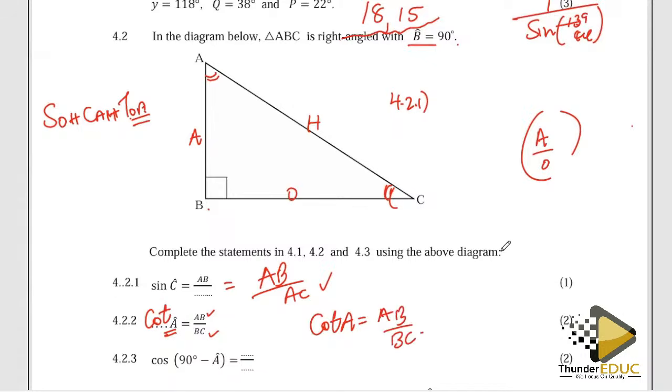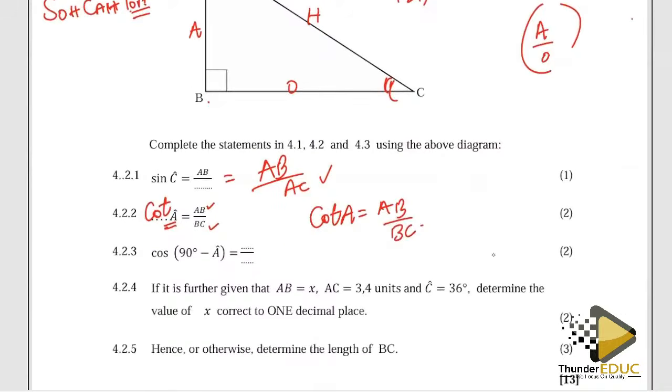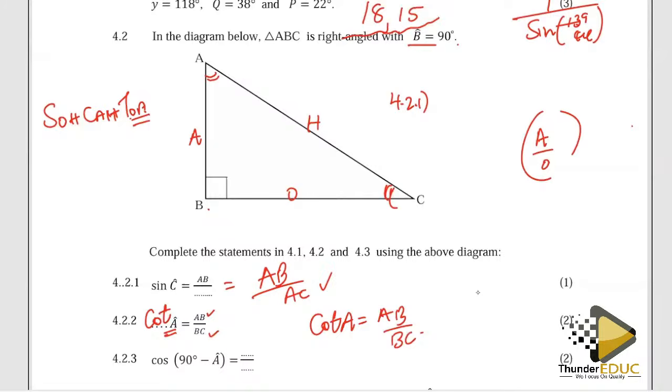All right. Then next, they want us to give the cos of 90 minus A. Now, when they give you the cos of 90 minus A, if this angle of ours is A, okay, then this angle becomes the 90 minus A.